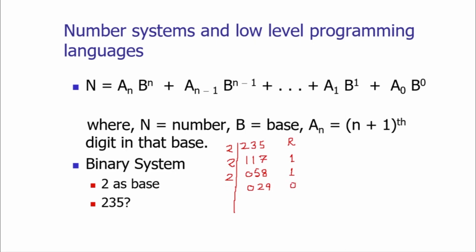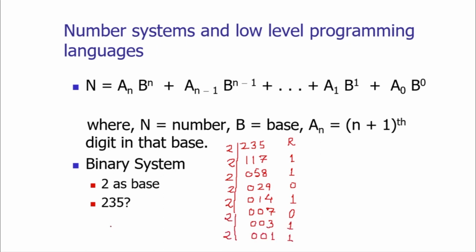Fine, so we need to carry out this operation till we get the value as 1 or 0. So I am dividing once again. I will get 14, and the remainder is 1. Further you divide, getting the remainder 0. I will keep on doing this.